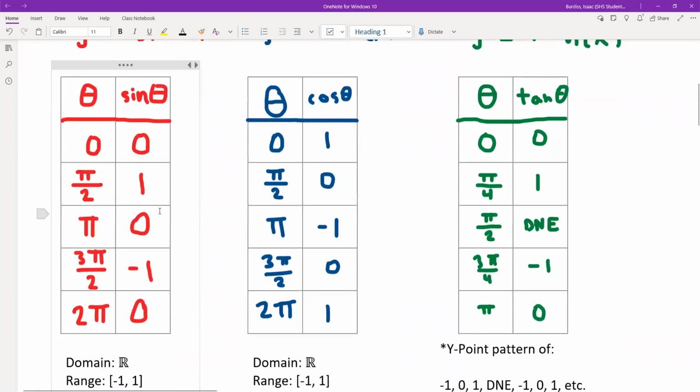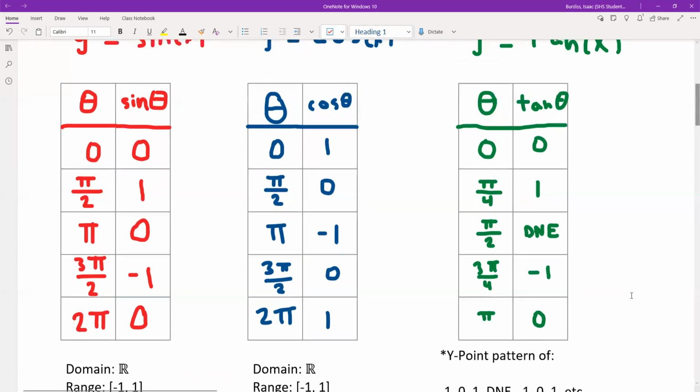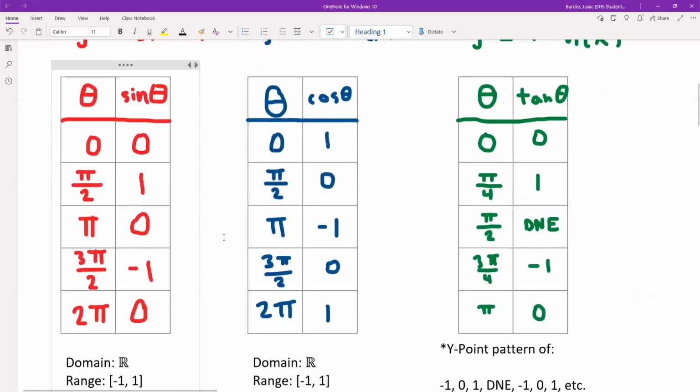So it makes sense if you have an angle of 0, sine of 0 is 0. Sine of pi over 2, if you remember how to convert to radians, you just replace pi with a 180. 180 divided by 2 is 90, and sine of 90 is 1. And that's how you get those points. I'm not going to go into a whole lot of detail right now, because there's a lot on here, but that's how you get these points.